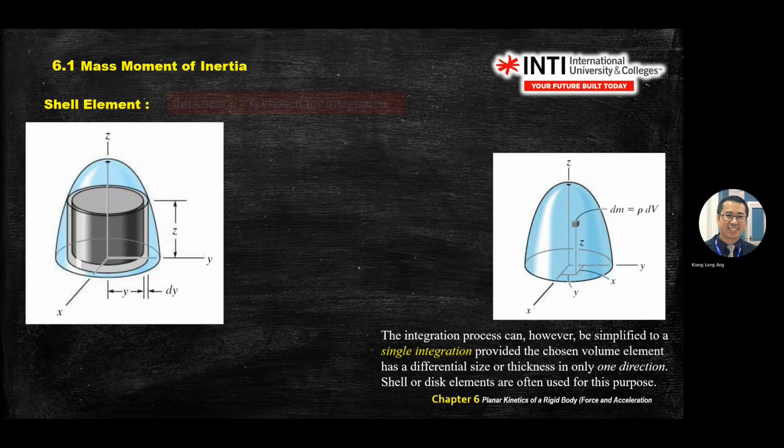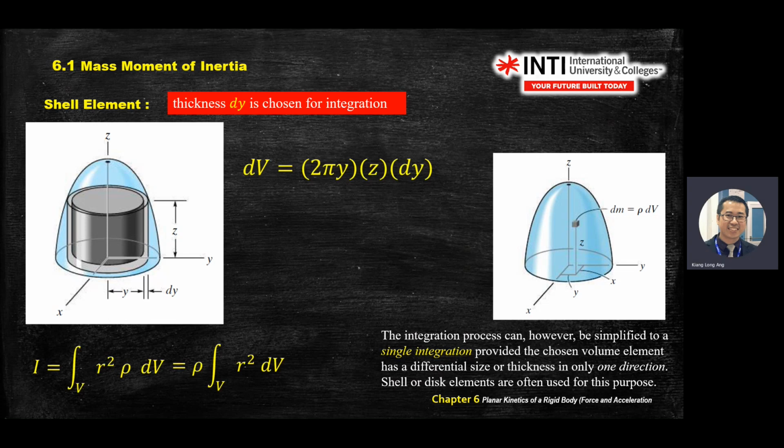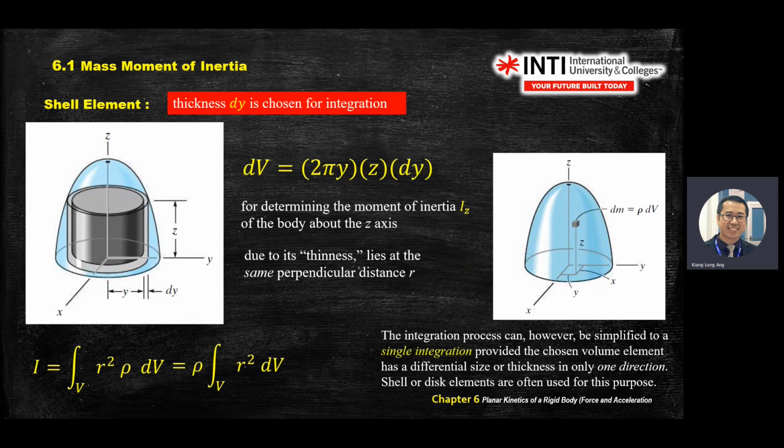So for the shell element with thickness dy chosen for integration, if you want to integrate this shell element, we use this formula. How do you calculate the volume of this small dV? You take the circular circumference, or in this case, you change your r into y. So 2 pi y z dy, you get the volume in these small changes of volume, right? Okay. Then you put it inside there. But anyway, all this derivation, you won't be asked in the final exam or test 2. There's a table for you to refer to. So your job is how to apply the table.